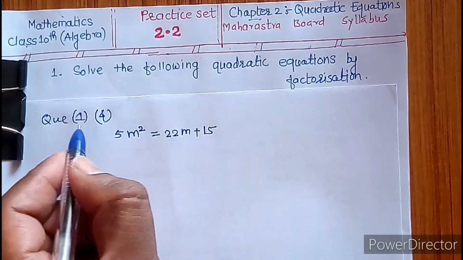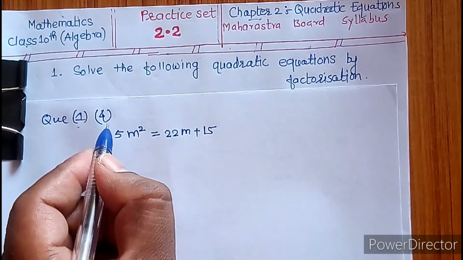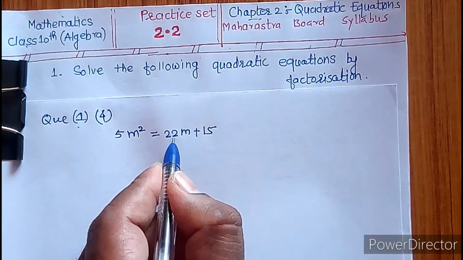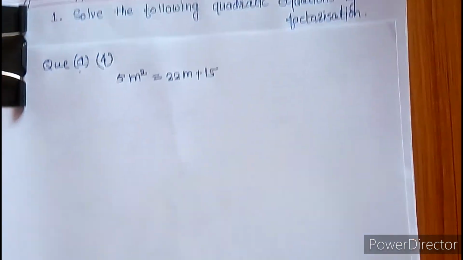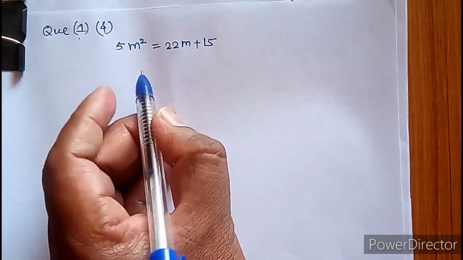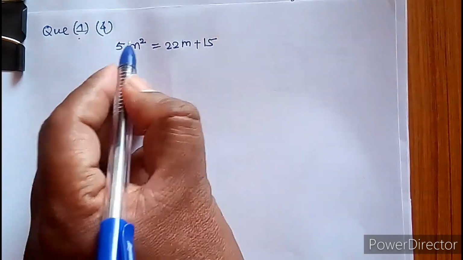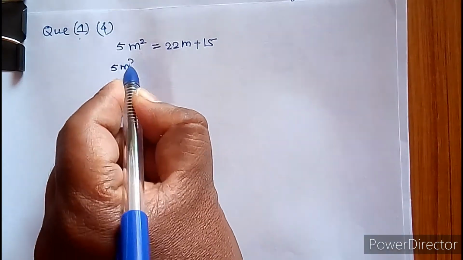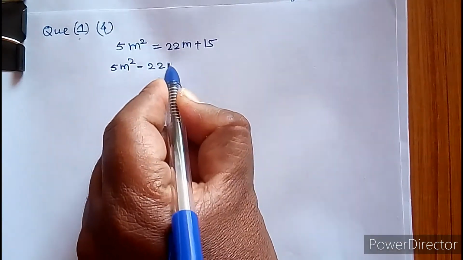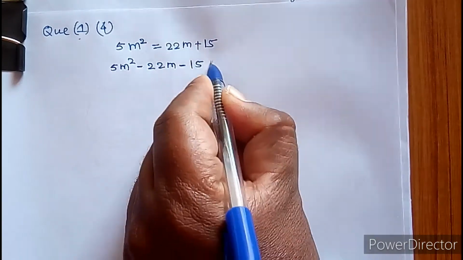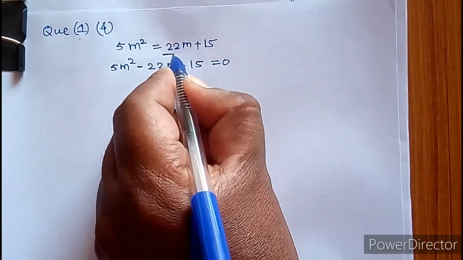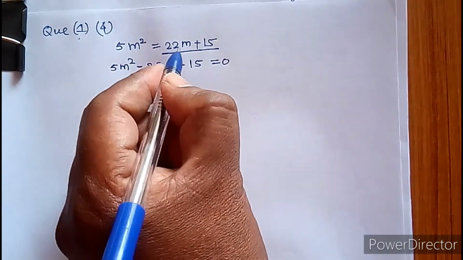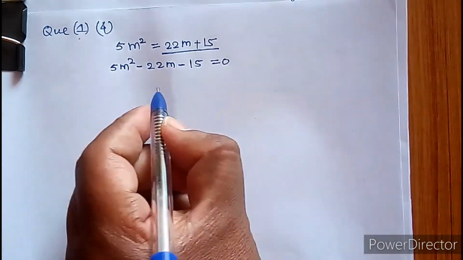Question 1, sub question 4. The given quadratic equation is 5m square equals to 22m plus 15. Now we have to solve this quadratic equation, but it is not in the standard form. Therefore change it into the standard form, that is 5m square minus 22m minus 15 equals to 0. This 22m and plus 15 are shifted to the left hand side with a change of sign.